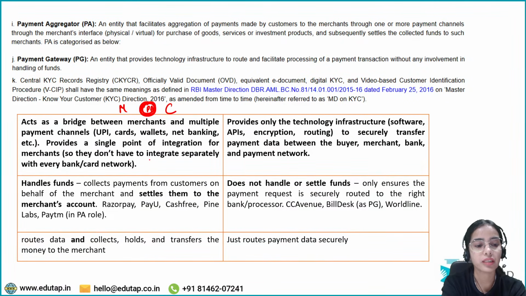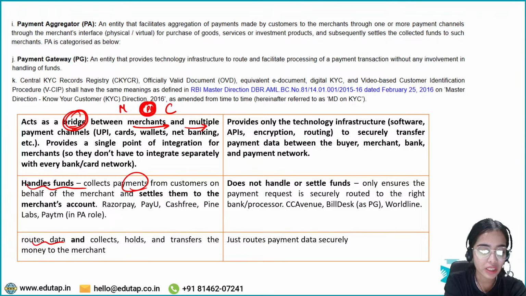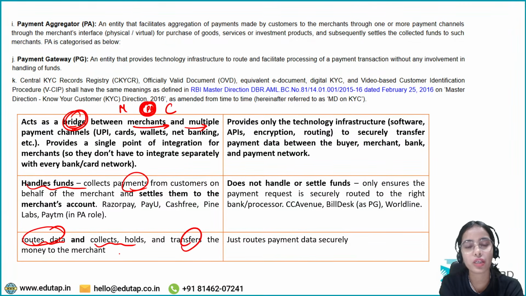Payment aggregators act as a bridge between the merchant and multiple payment channels. They handle the funds also; they collect the payments from the customer and settle the payments to the merchant. They route the data, transferring it from the merchant to the customer and the customer to the merchant, that the payment has been done and so on. And they also collect, hold and transfer the money to the merchant from the customer.